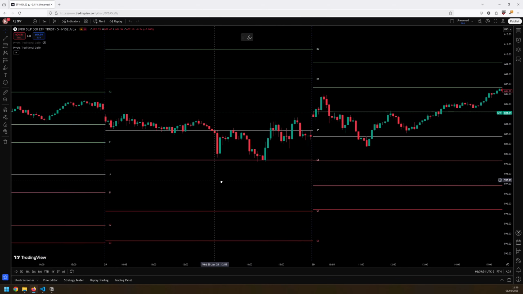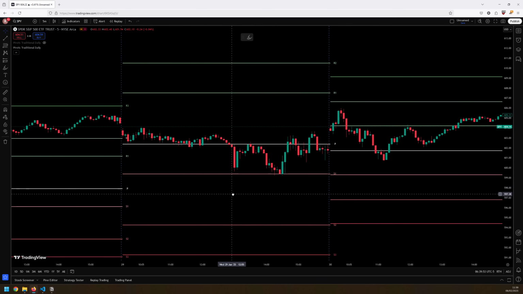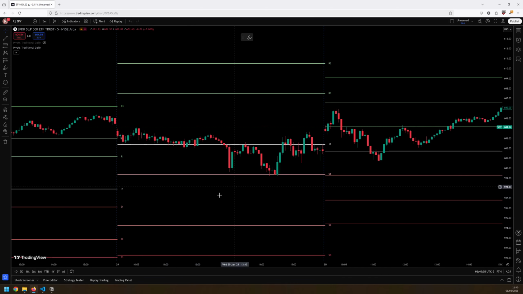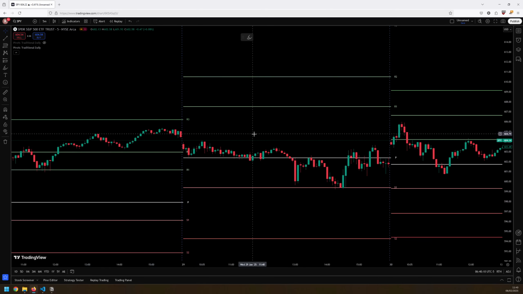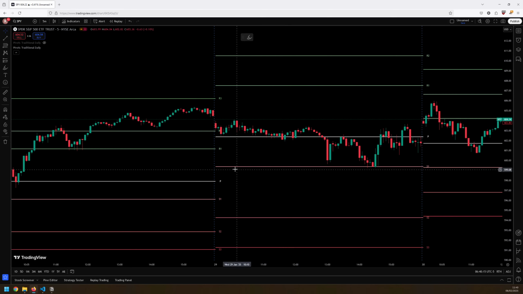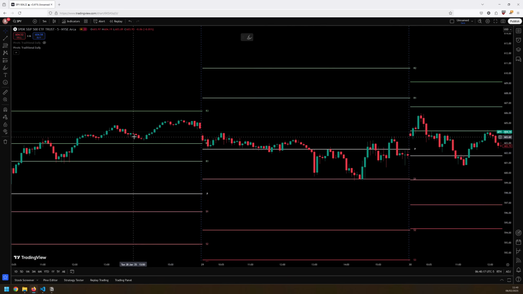The main strength of this indicator comes from the fact that they are the same for everybody that's looking at this chart. Normally, if you try to draw your own support and resistance lines, they can differ from trader to trader. But these pivot points are calculated based on the price action of the day before. So they look the same for everyone.